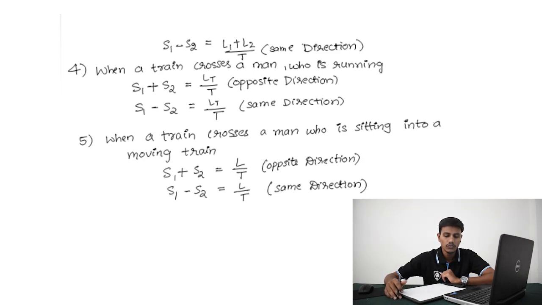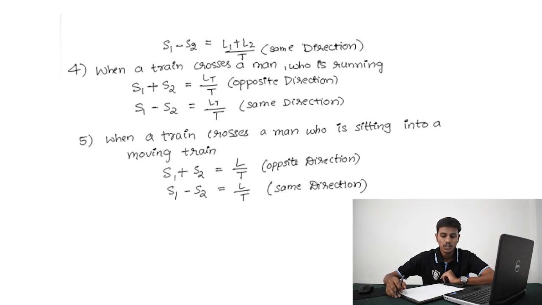And the fourth case, when a train crosses a man who is running or moving, that man may move in the same direction or the opposite direction. The formula is: speed of train plus speed of the man is equal to the length of the train divided by time if they are moving in the opposite direction. The length of the man is neglected here. And if they are moving in the same direction, speed of the train minus speed of the man is equal to length of the train divided by time.